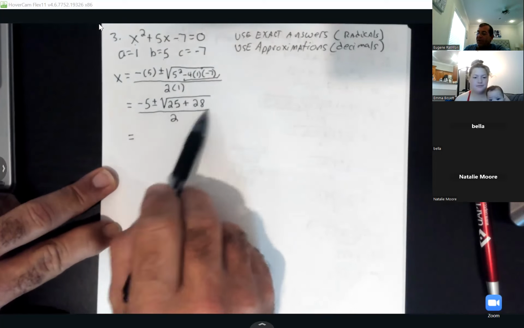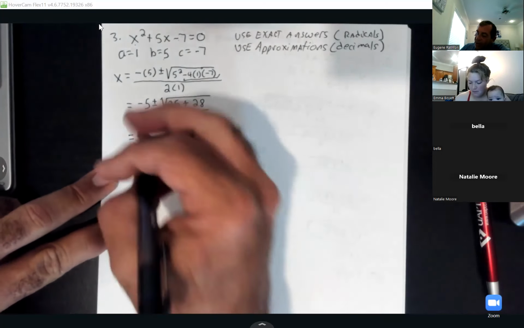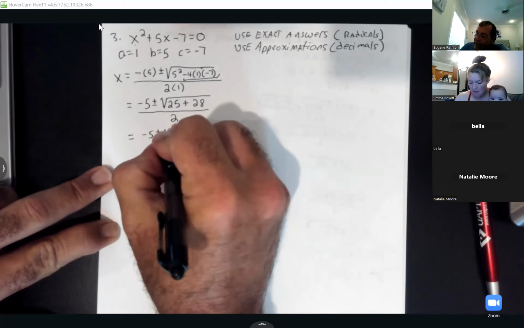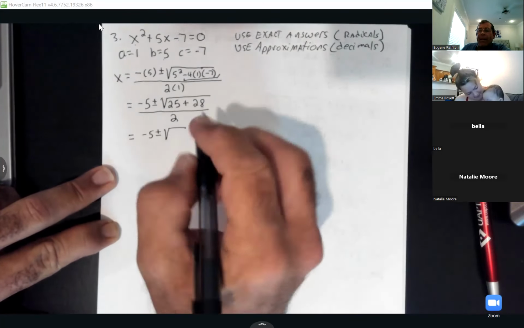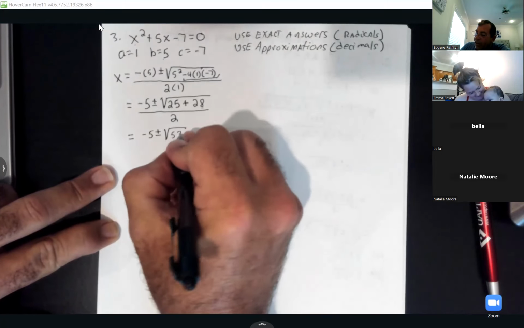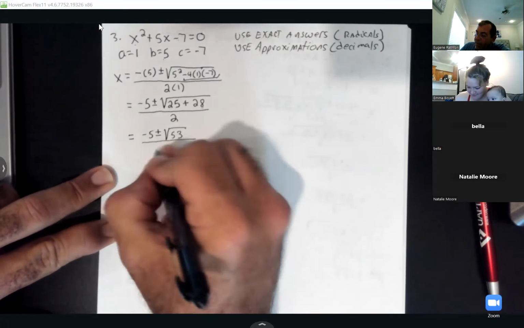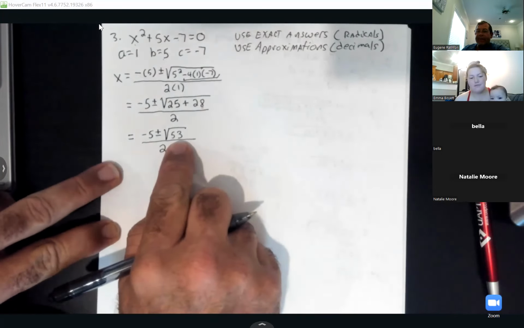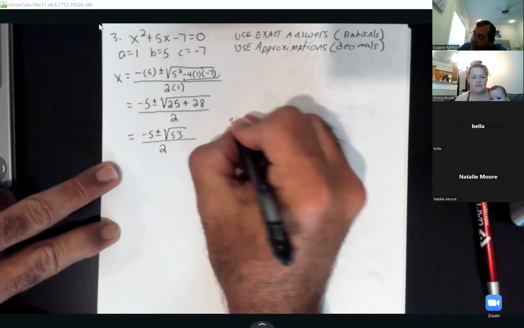All right, final step under the radical is to add them together. So y'all, I get -5 plus or minus, 25 and 28 give me 53, all over 2. So now side work is working on that 53.